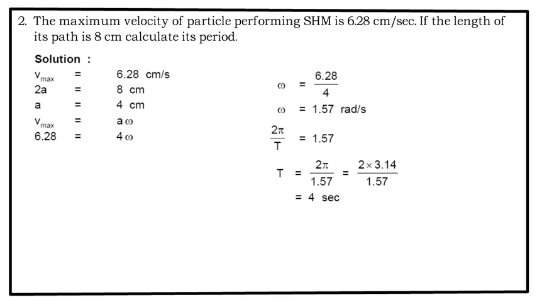Now Vmax, we know the formula, that is equal to a omega. I put that value, I get a value of omega. Now you know 2 pi by t is equal to omega. So t is equal to 2 pi by 1.57. So I get t is equal to 4 seconds.